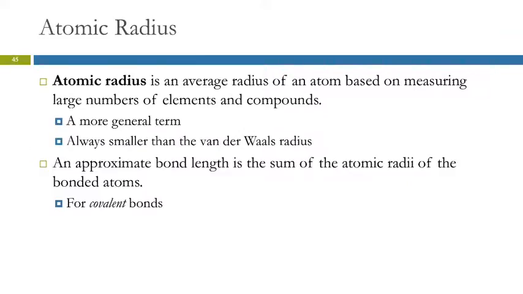We're going to talk about atomic radius in a more general way, as an average based on different compounds and elements in their different forms, as sort of an average general term. This is going to be smaller than the van der Waals radius because it does include some bonding things in there. So if we've got atomic radii, we can approximate a bond length by just adding the atomic radii together. And this would be for covalent bonds.